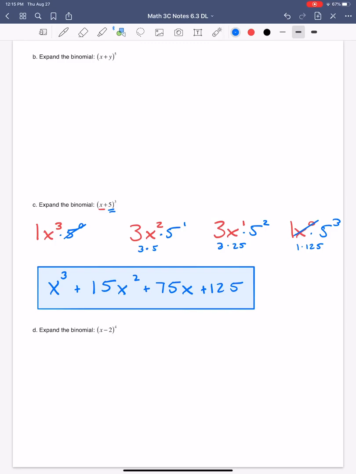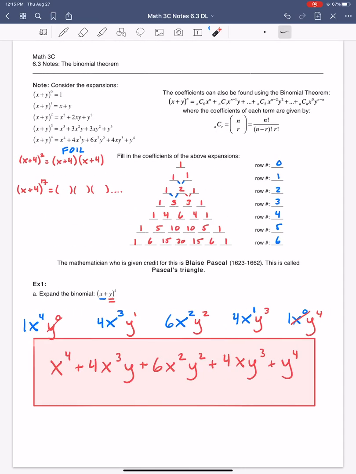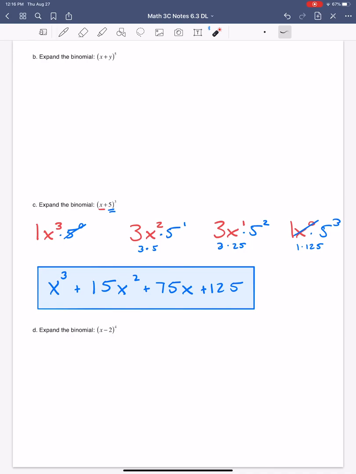All right, last one that I'm going to do here. Similar process, except notice we've got a negative number in there, so that makes it a little bit trickier. But we're going to start the same way. We're first going to identify which row we're using. We're using row 4. So I can flip back here, check out what row 4 is, and that's going to be 1, 4, 6, 4, and 1. So I'm going to write that out. 1, 4, 6, 4, and 1.